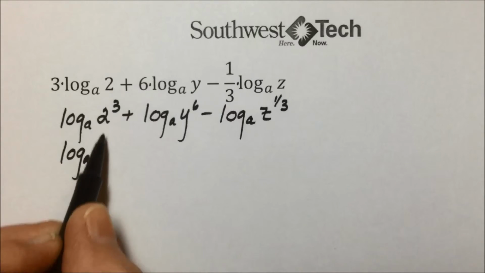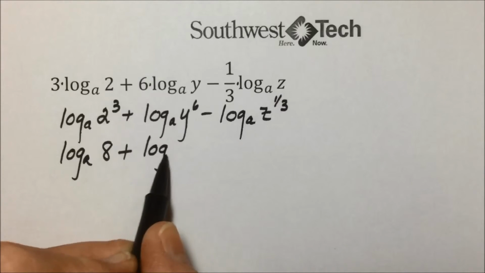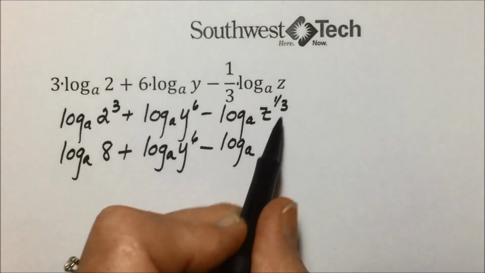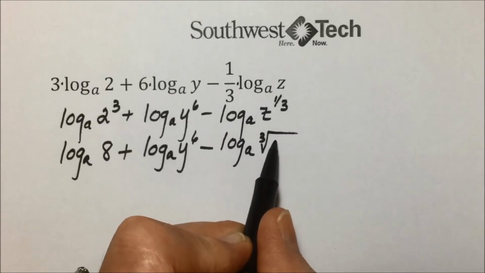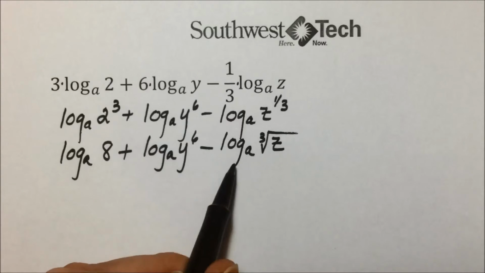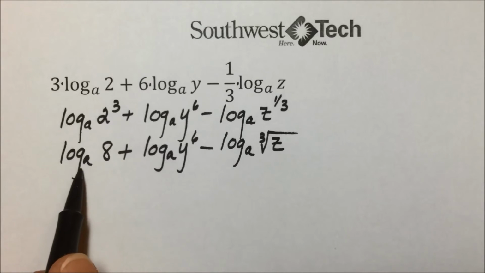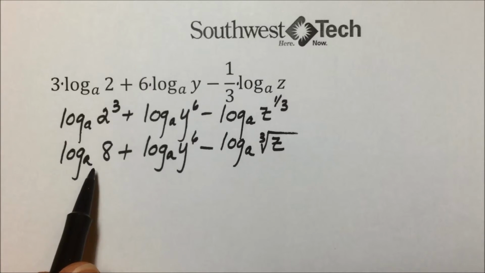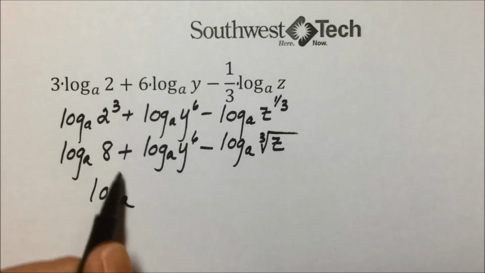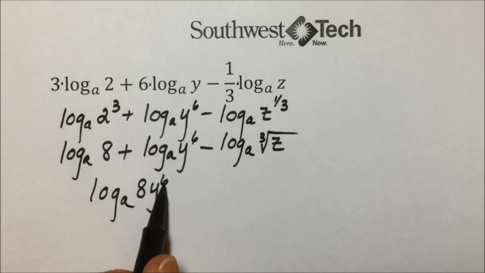Simplifying these, 2 to the 3rd power, 2 times 2 times 2 is 8. I can't do anything with y to the 6th power, but we could replace z to the 1/3 and call it the cube root of z. Then we can start left to right with our adding and subtracting of logs, as long as they have the same base, and in this case they do. We're adding logs, and from the product rule, those expressed as a single logarithm would be the product of those two. So we have 8 times y to the 6th power.